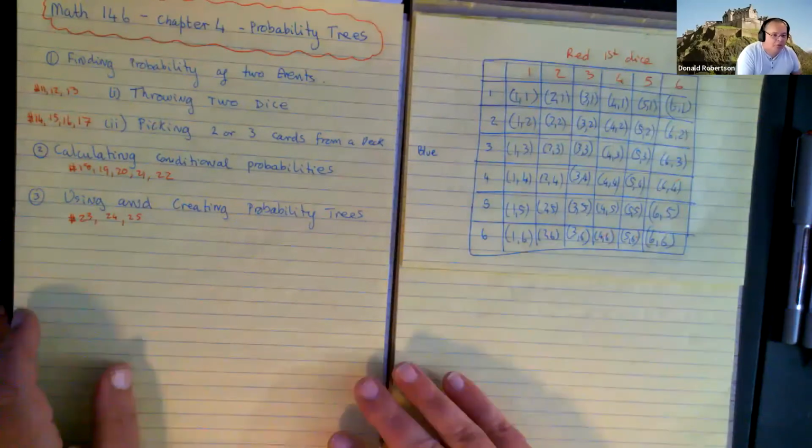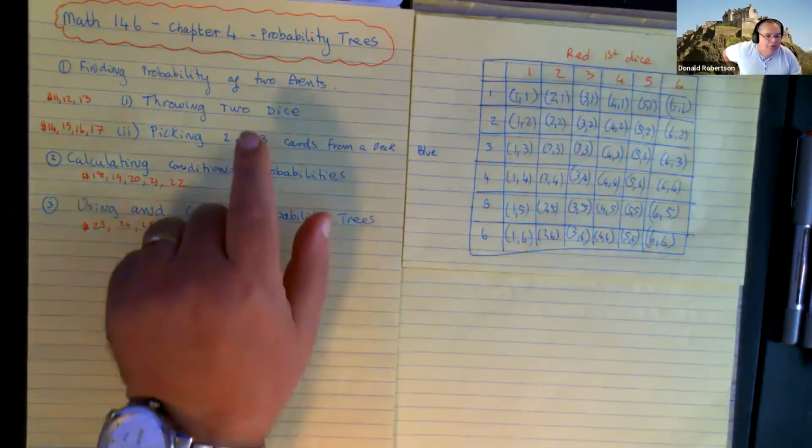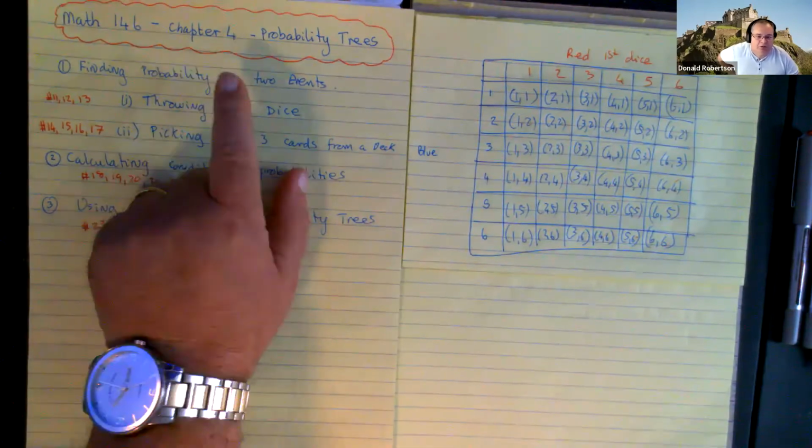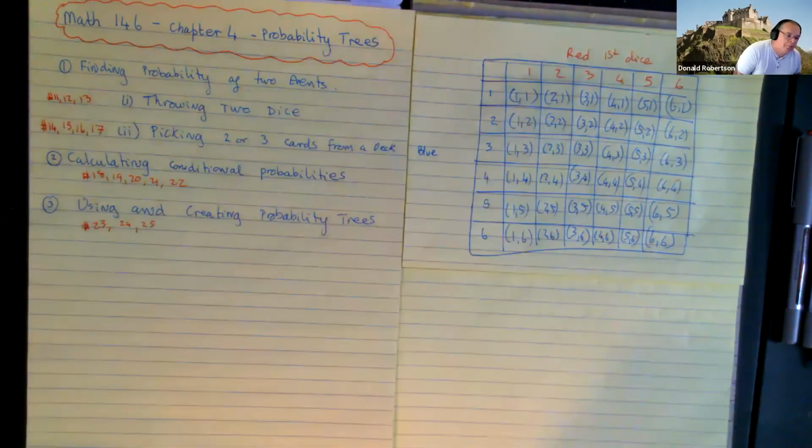Let's tell you what we're going to go through today, and hopefully this will work out. It should. We're going to finish off chapter 4. We're going to do probability, and towards the end we're going to do probability trees.